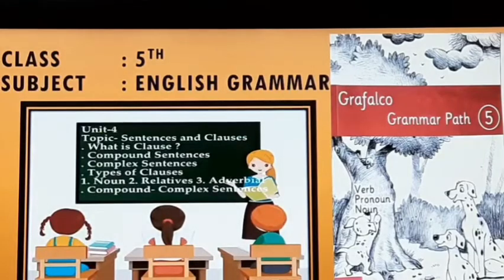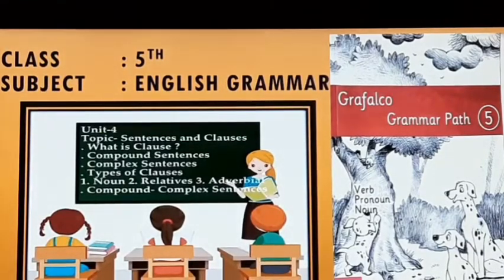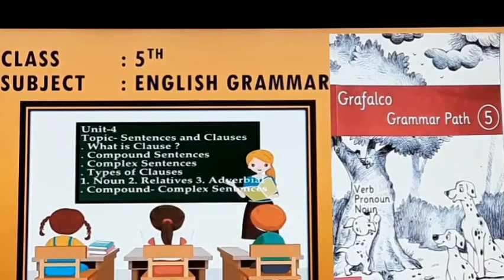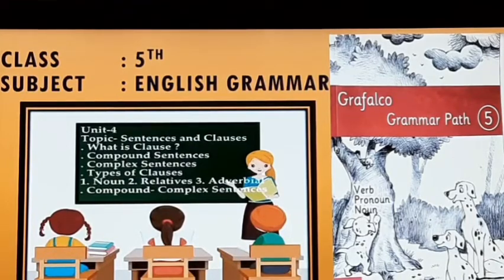Dear students, I hope you understood about clause. Clause is nothing but the name for a group of words which contains a predicate and a subject.